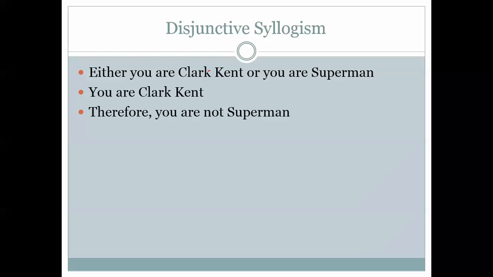Here is an example of why, however, you can't say A or B, A, therefore not B. Either you're Clark Kent or you're Superman. So this is A or B. You are Clark Kent, so A. Therefore you are not Superman, therefore not B. No, it's a true statement to say you're either one or the other, and you happen to be both. So saying that you're Clark Kent doesn't deny that you're Superman. It just affirms one of those.